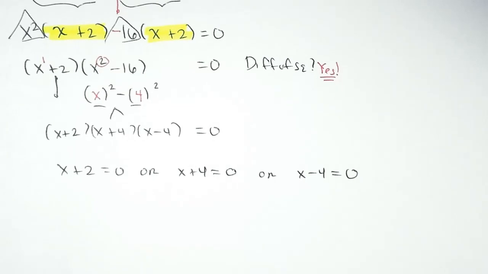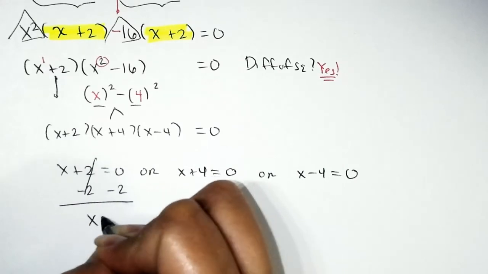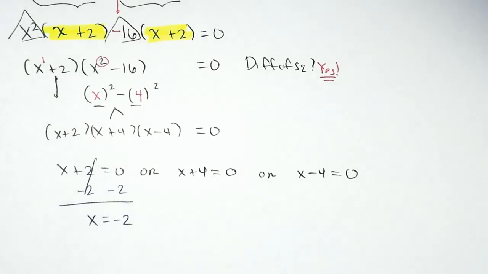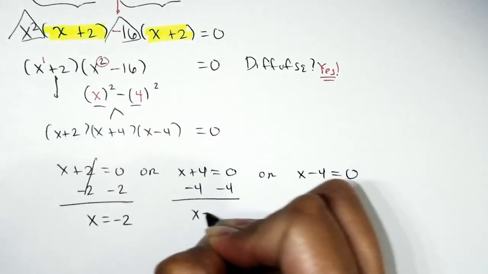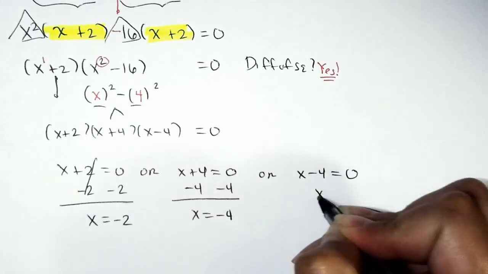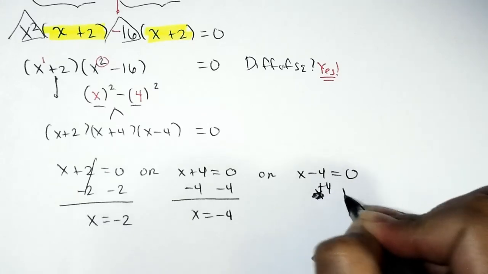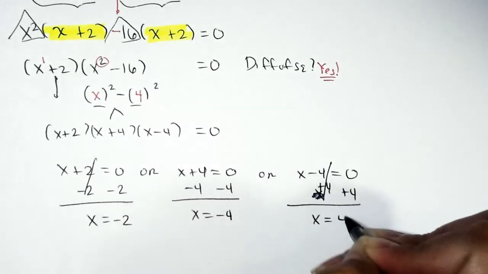If the first factor equals 0, once we subtract 2 from both sides, that will leave us that x equals negative 2. If the second factor equals 0, once we subtract 4 from both sides, that will leave us with negative 4. If the third factor equals 0, once we add 4 to both sides, oh, look at me trying to do this in my head. I'm not trying to impress anybody, sorry. If the third factor equals 0, once we add 4 to both sides, that will leave us with 4.